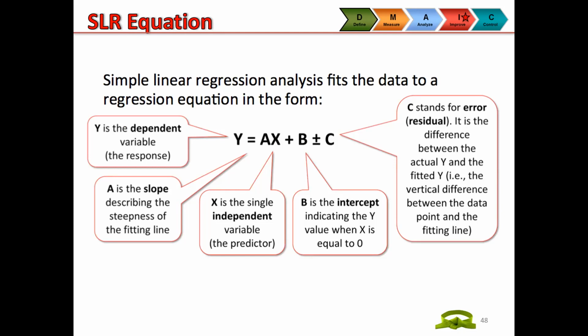But Y is the dependent variable, in this case the salary. A is the slope, which tells us the rise over run.